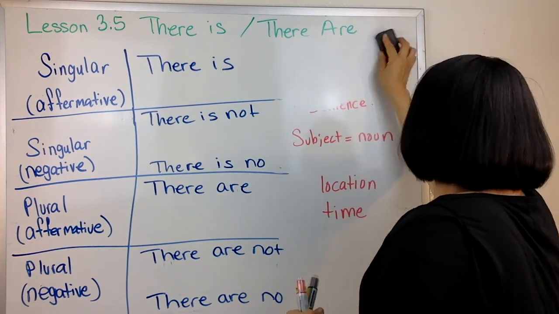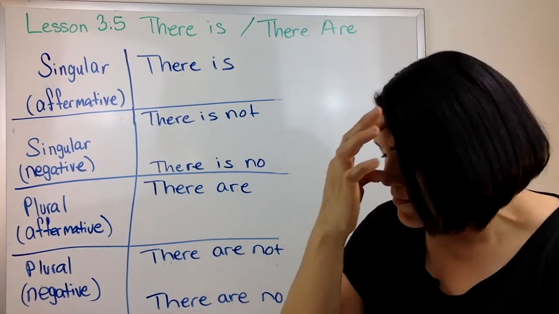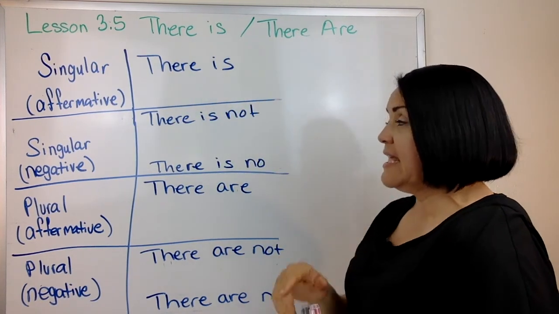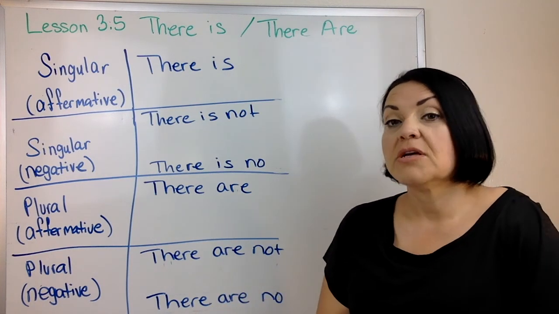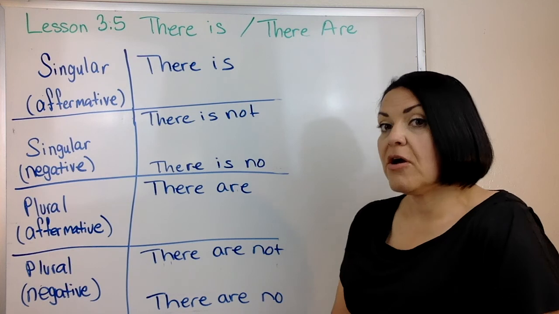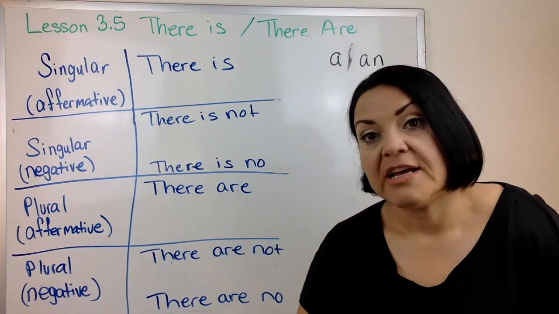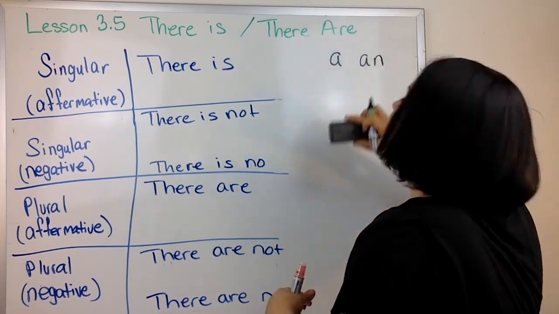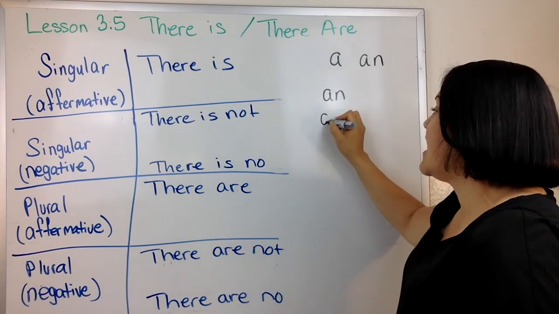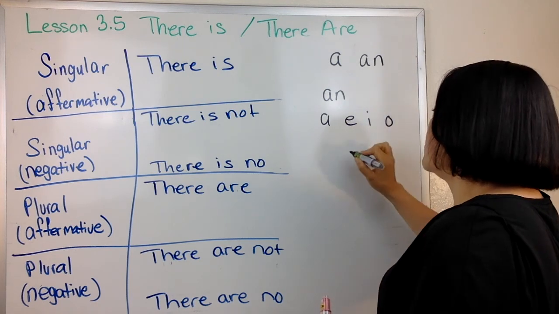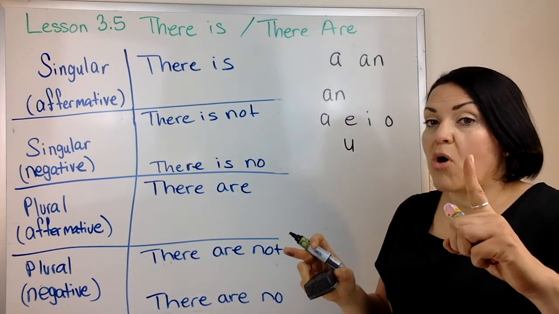So let's erase this. There is. When we're talking about one subject, one noun, we need to use an article. And the article usually is a and an. I need to use my eraser. A and an. You have to use an with words that start with A, E, I, O, and U. Remember, a and an tell you that there's one.